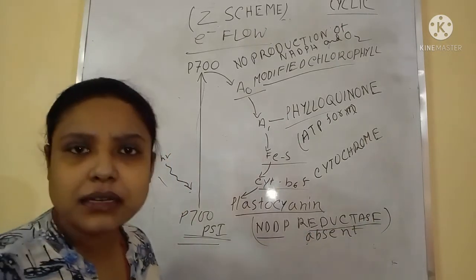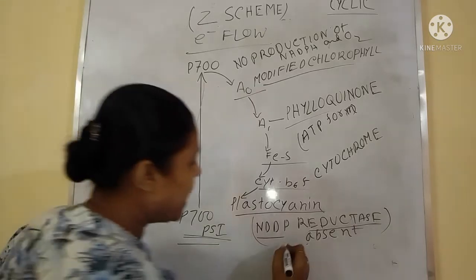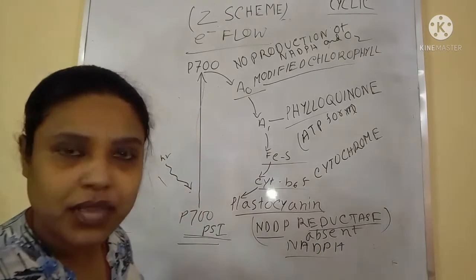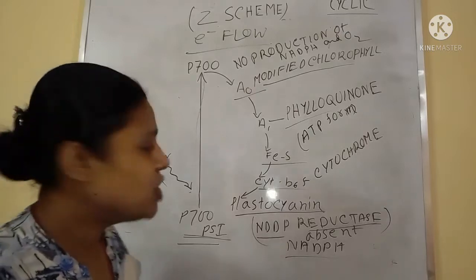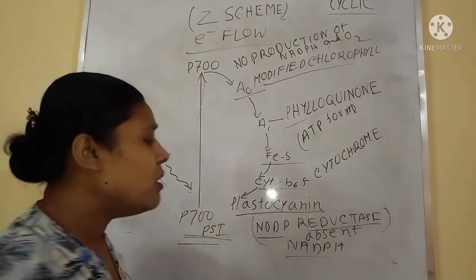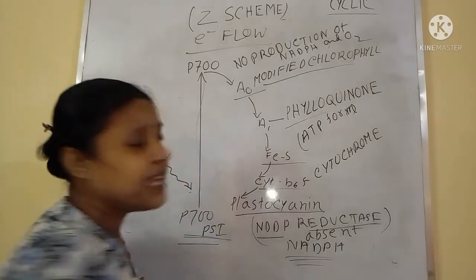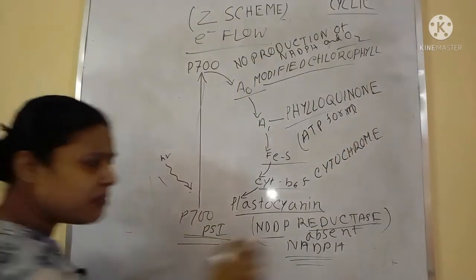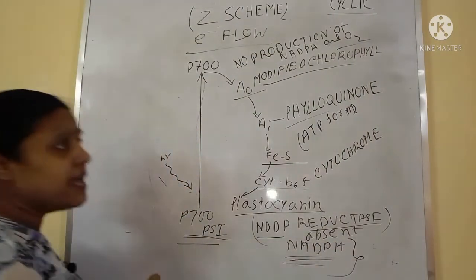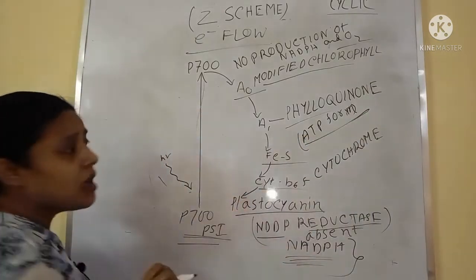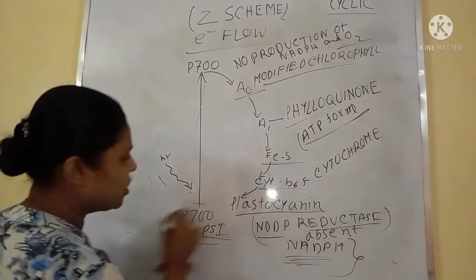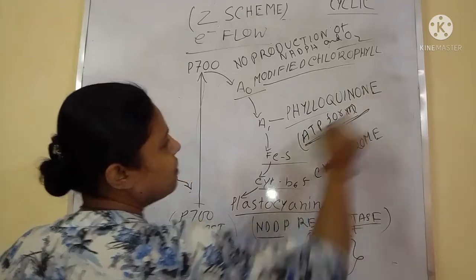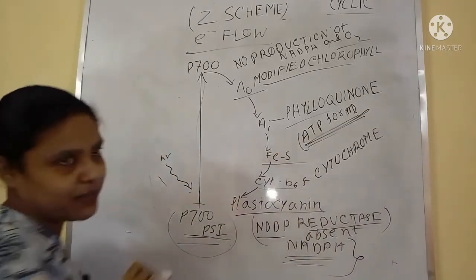As the NADP reductase is absent, NADPH formation is not happening here. NADPH is not formed because reductase is absent, so the reaction is incomplete. Oxygen is also not produced here. Only ATP forms, because the proton, the hydrogen ion, helps in the synthesis of ATP. ATP release is possible here only.